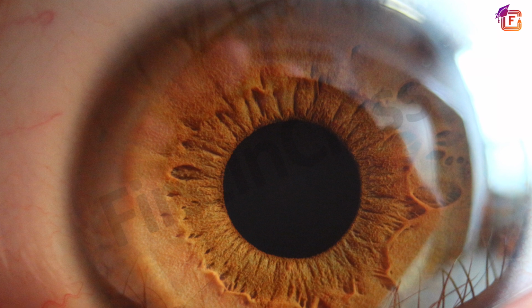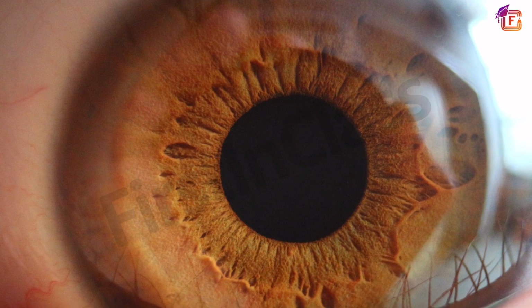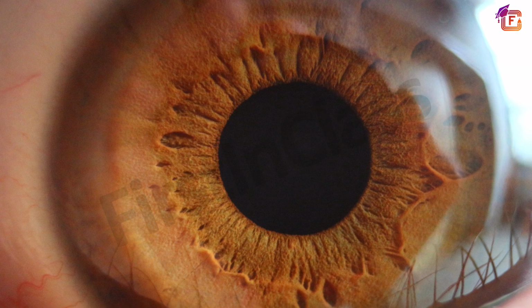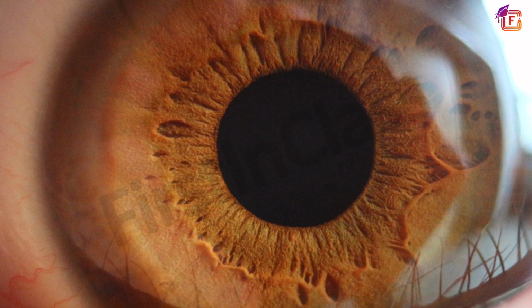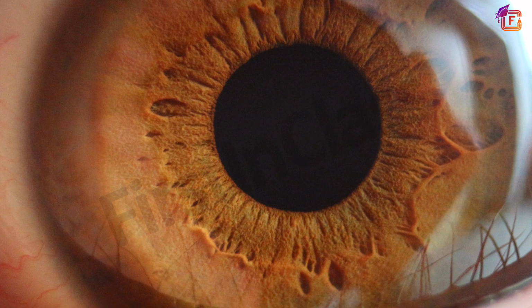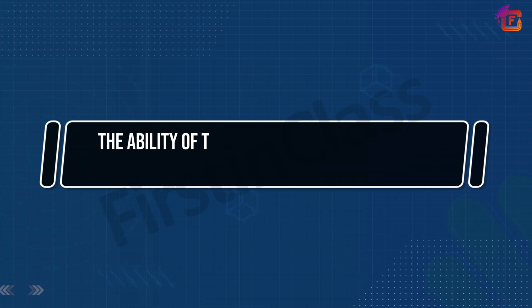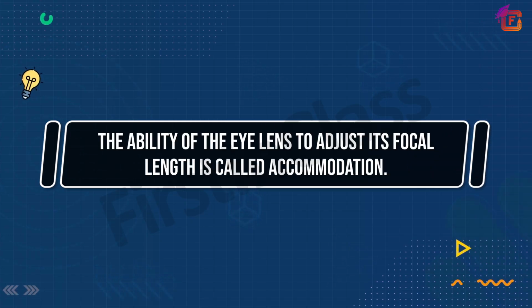When we look at objects closer to the eye, the ciliary muscle contracts. So, the curvature of the eye lens increases, due to which the eye lens becomes thicker. As a result, the focal length of the lens decreases and we can see nearby objects again very clearly. The ability of the eye lens to adjust its focal length is called accommodation.